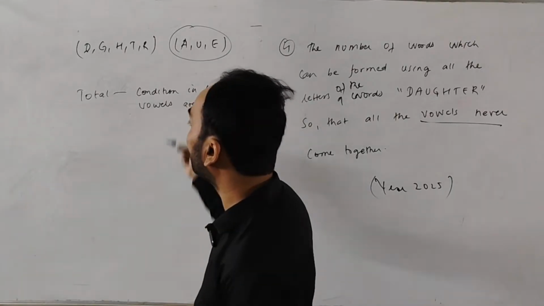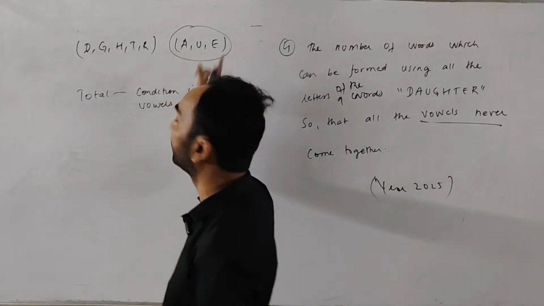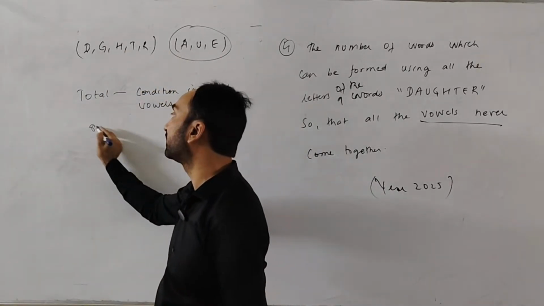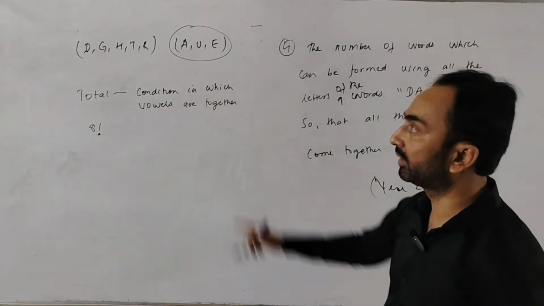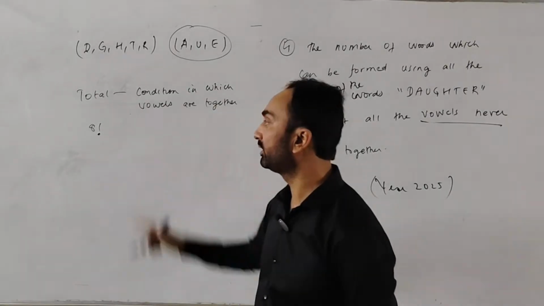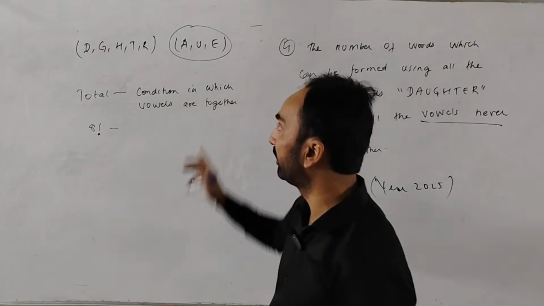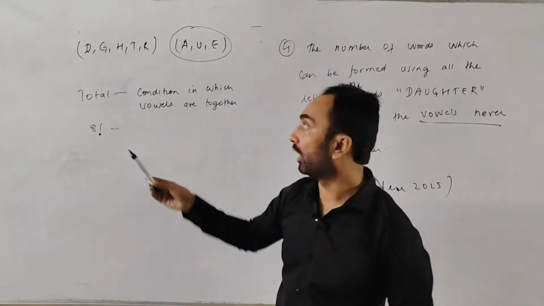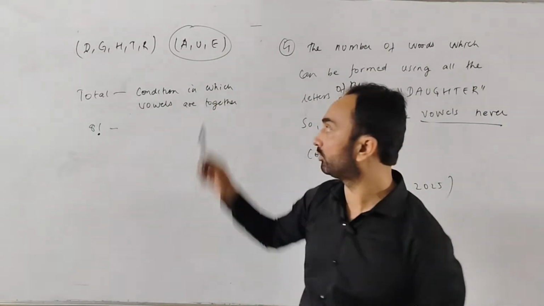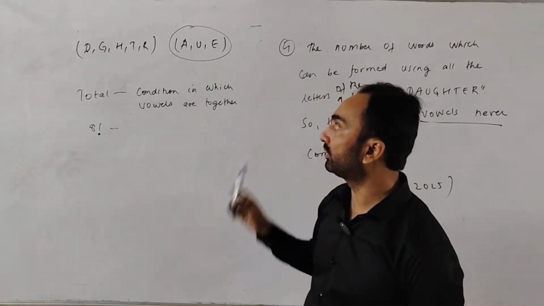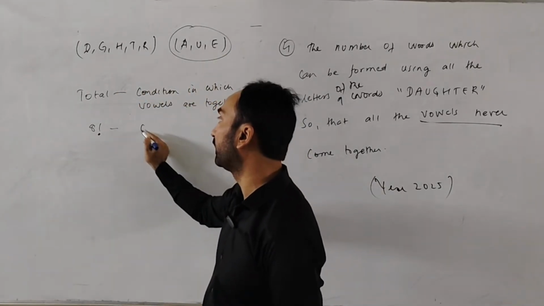So total arrangement is what? Total we can find it 1, 2, 3, 4, 5, 6, 7 and 8, right? When there is no restriction, how many words can be formed? 8 factorial words, because there are 8 alphabets, so 8 factorial minus conditions in which the vowels are together. If the vowels are together, count the consonants as 1, 2, 3, 4, 5 and count the vowels as 1 unit, because we want the vowels together. So this will become what? 5 plus 1, 6 factorial.